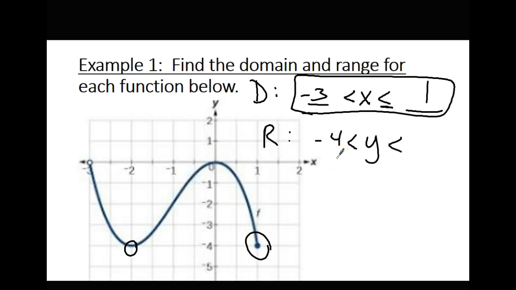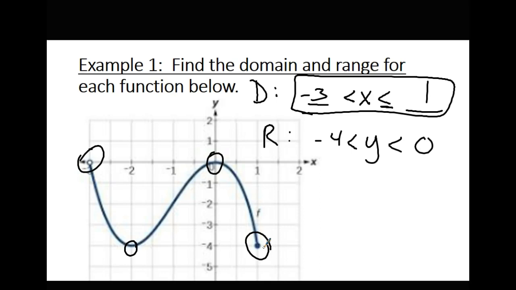What's the highest point on the graph? 0. It's 0. Now let me ask you guys, that's here. There's a 0 and also here, right? Now let me ask you guys, can x equal -4? Okay. Let's see. Here's -4, right? Here's one of them. Is it a closed dot? Yes. We're good. Can x equal 0?